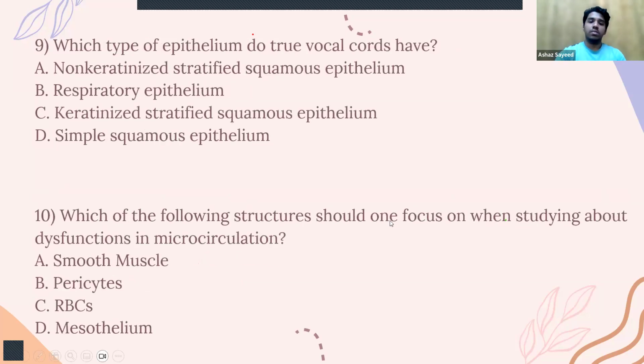Which type of epithelium do true vocal cords have? Again, true vocal cords, false vocal cords, and their epitheliums. Important, important, important. Five seconds for this. And for the 10th question, which of the following structures should one focus on when studying dysfunctions in microcirculation? This question is basically asking which structure is the most important one in microcirculation. Again, five seconds for this.